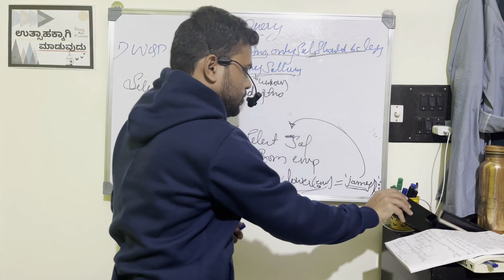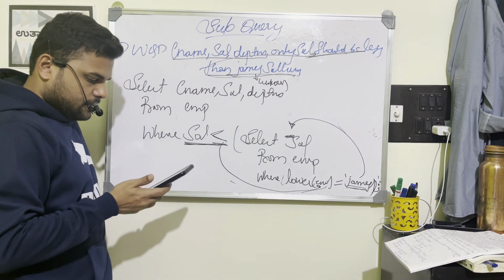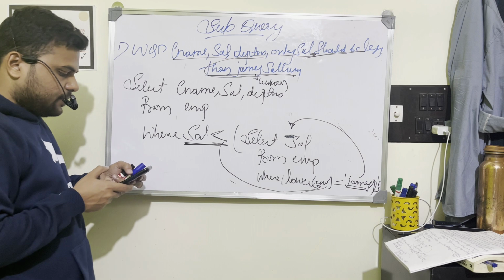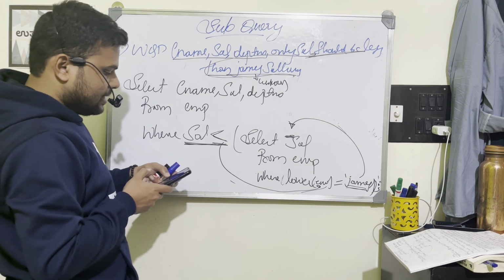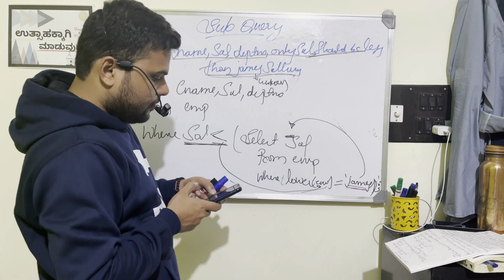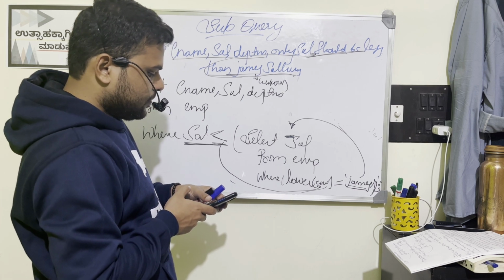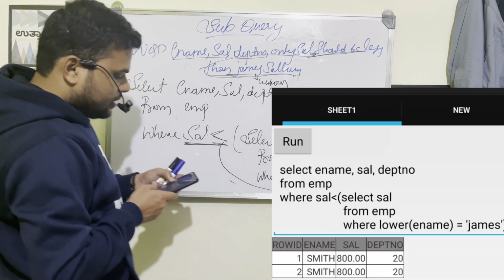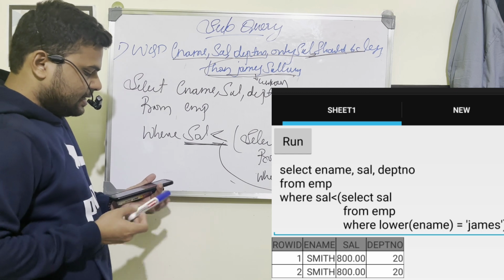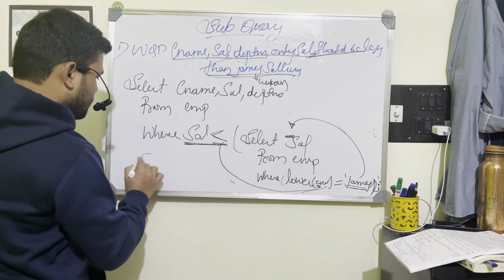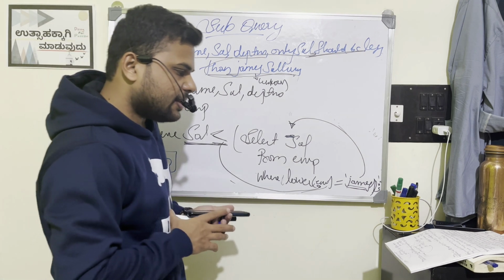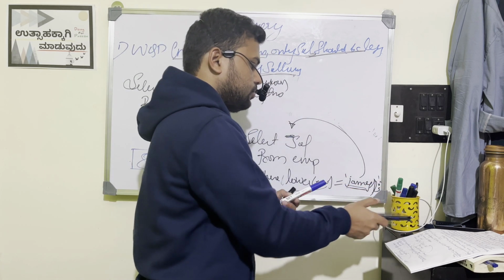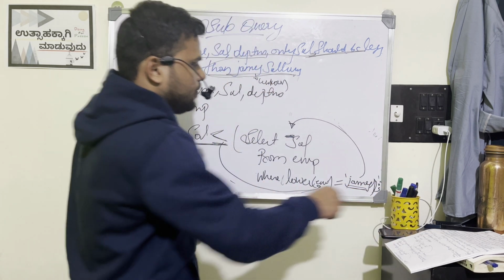Let me see whose salary is less than James salary. Select ename, sal, department number from EMP where salary less than select sal from EMP where lower of ename equal to James, and close the parenthesis terminating with semicolon. Click on run. You can see Smith's salary is 800. Next, I will take another one question. I will erase this.